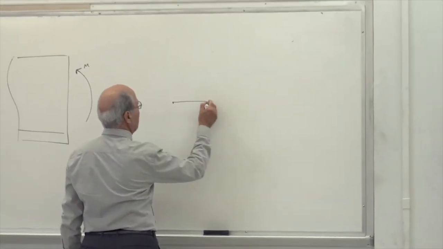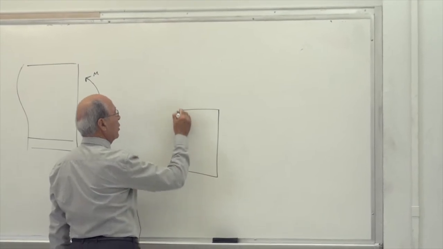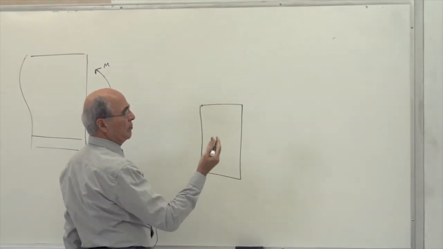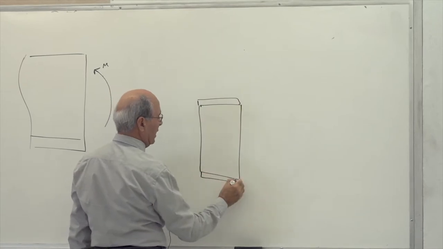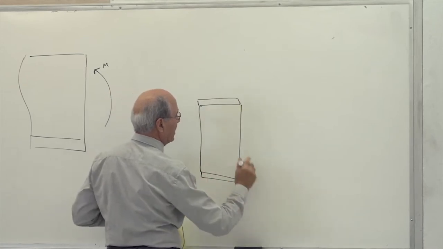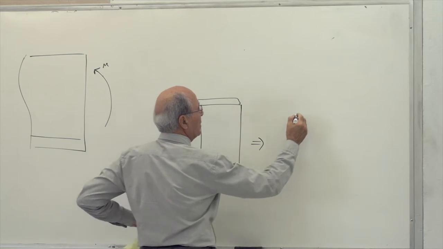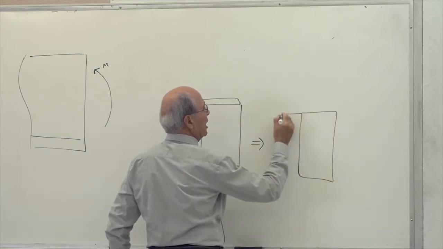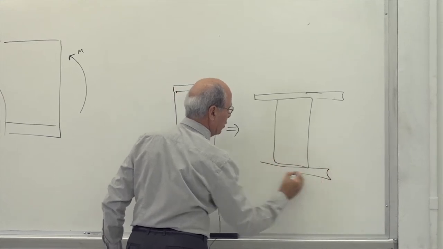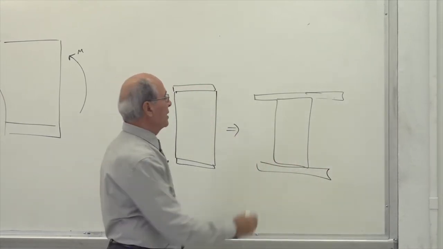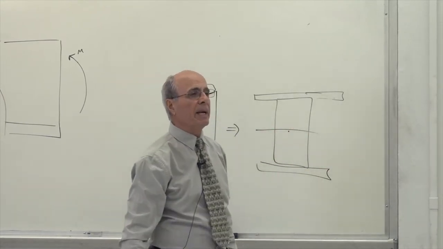I want you to understand a few of your homework problems. I don't know how many homework problems I gave you, maybe 2 or 3. If you have a plate on top and a plate on the bottom and you expand it, this becomes similar to what I did, except it becomes symmetrical. Everybody understand what I'm saying? Because both plates are going to expand, the centroid again remains the same.